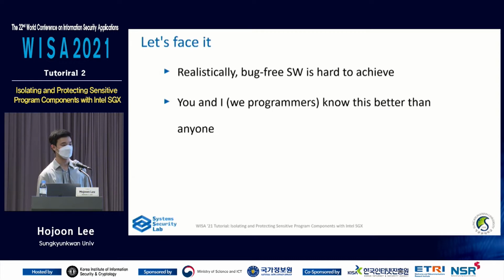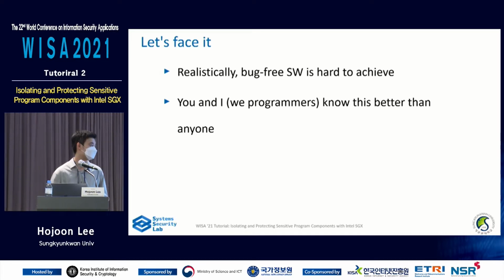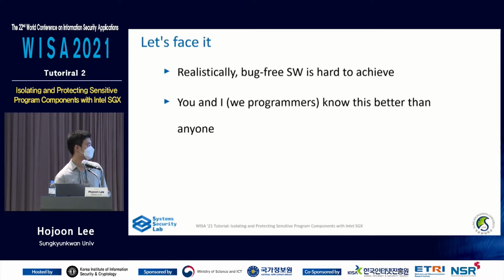All right, so it's about time that we accept the truth. Realistically, zero bug software is not achievable. It's not going to happen. So we are all programmers here, right? So we know this better than anyone else. You write a program, you double check, triple check, but there's always going to be some kind of bug. And the more complex your program gets, the more likely that there's going to be bugs.